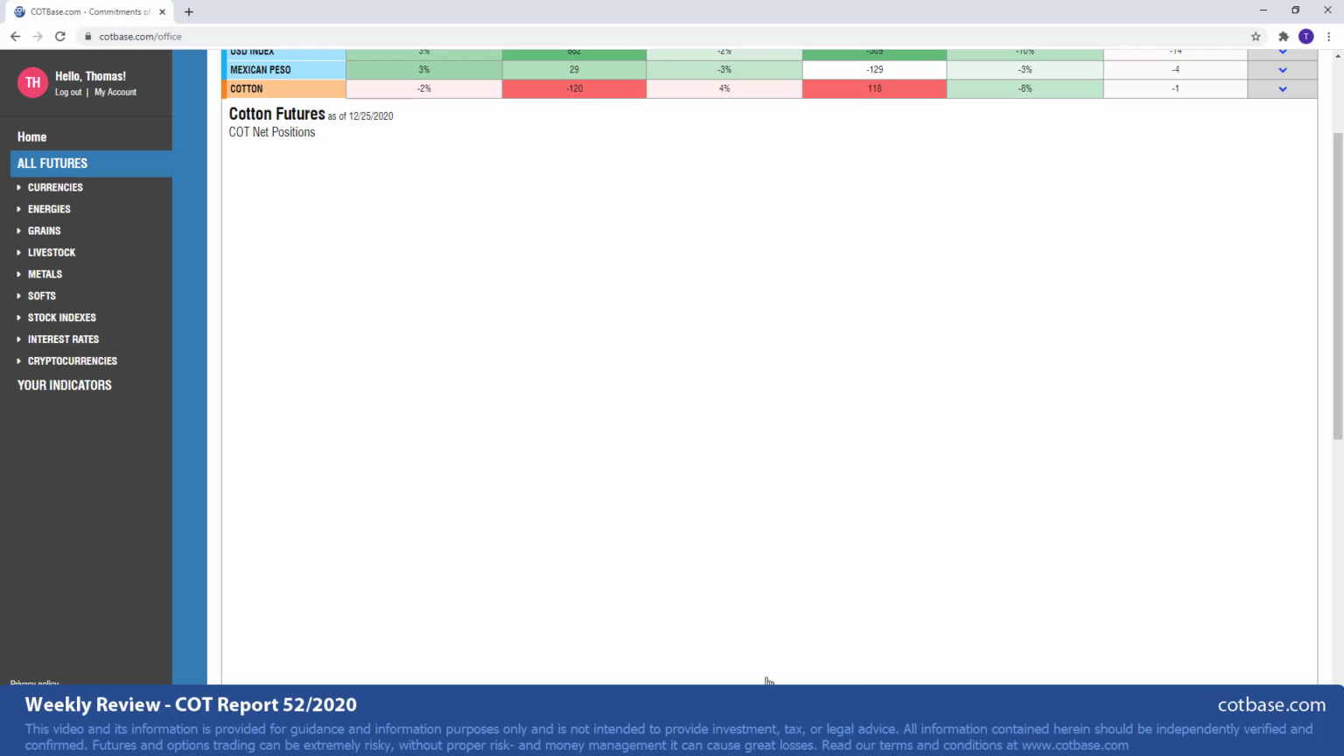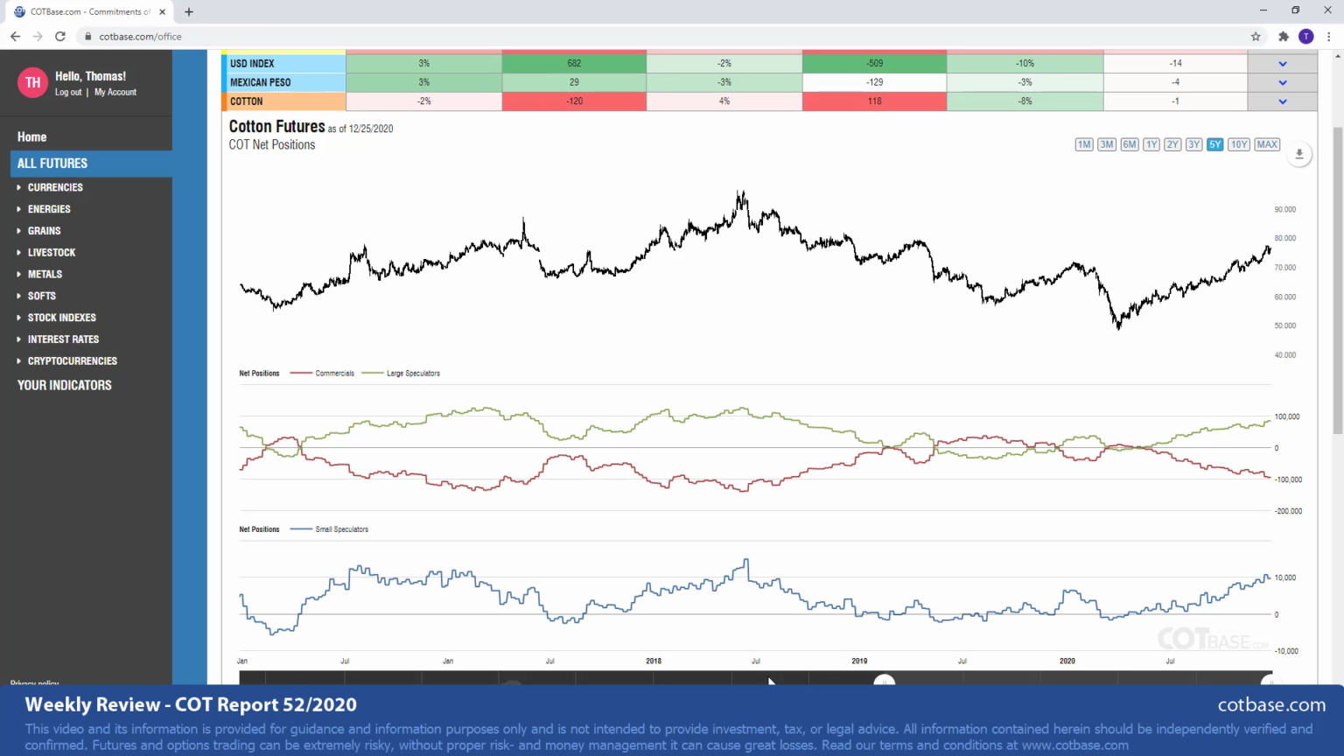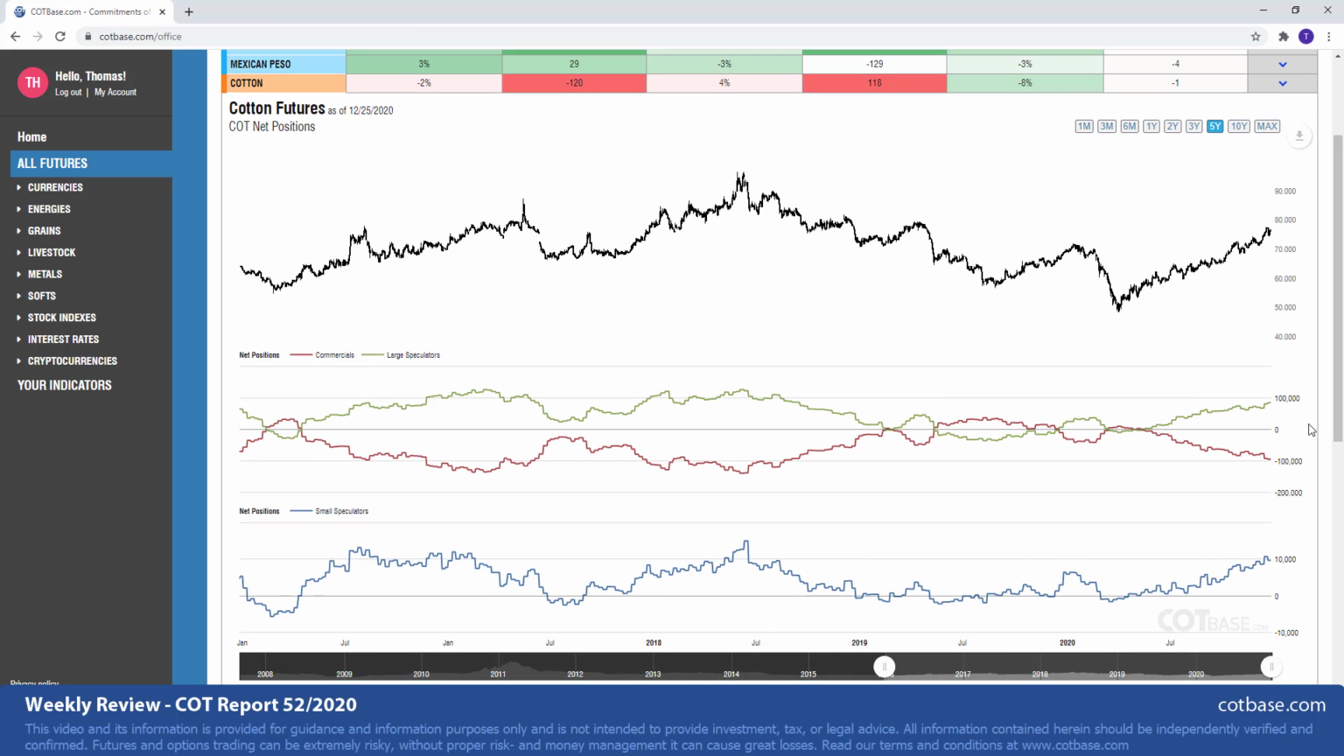And last but not least, let's open the cotton market, where we have 118 report extreme in large speculators. You can see the extreme on the charts over there. Also commercials at their extremes, and well, small speculators as well. This is of course a bearish extreme, but we've been having that larger extreme for quite some time. It's building up as the market is headed higher. It's of course hard to tell where exactly will the bubble burst.